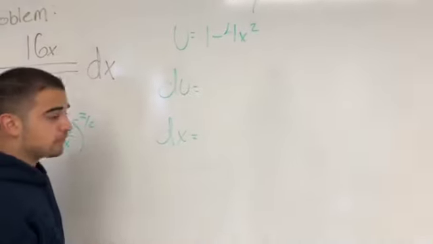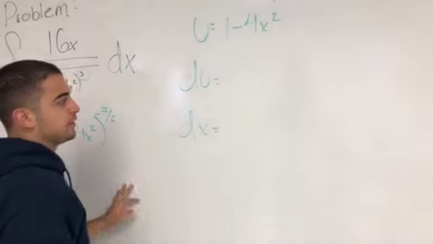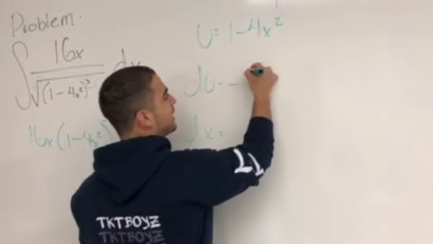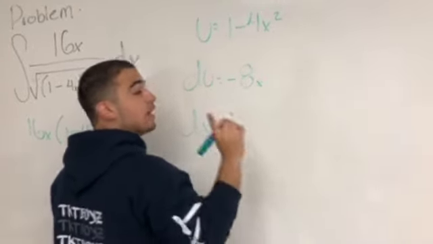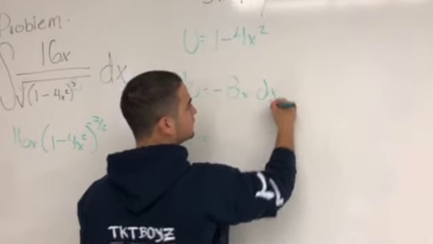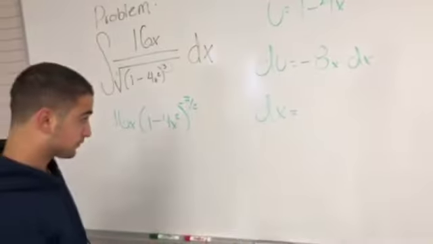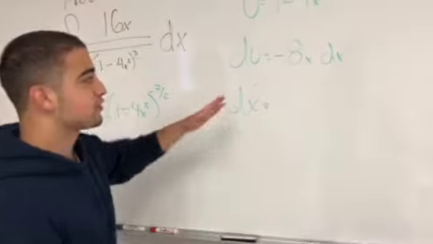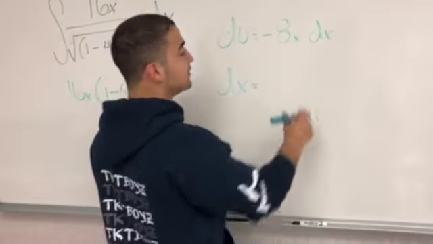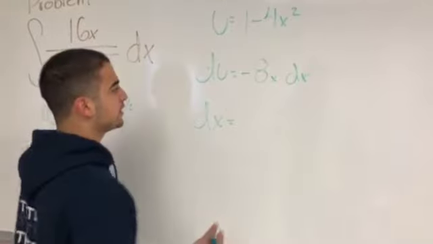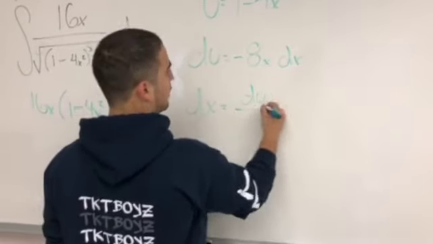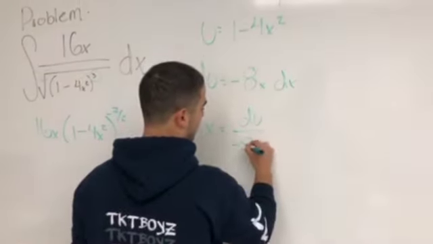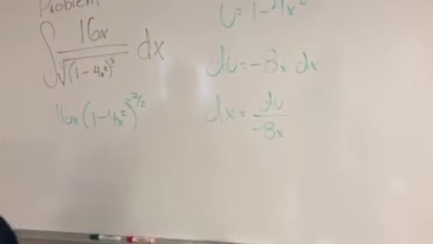Now the du is going to be the derivative of the u. So it's going to be negative 8x dx. The next step, we need to solve for dx. So we're going to leave dx alone. How are we going to do that? We're going to put du, and we're going to pass the negative 8x dividing.